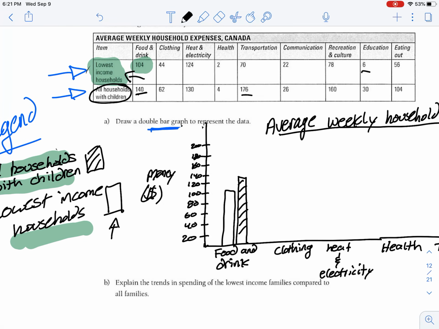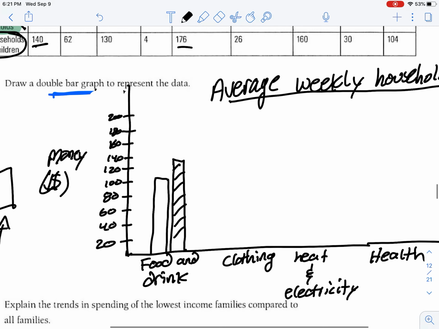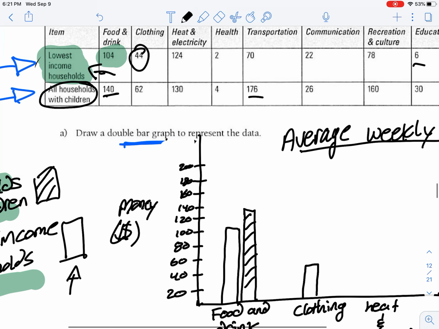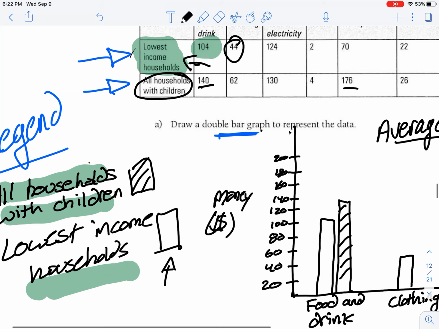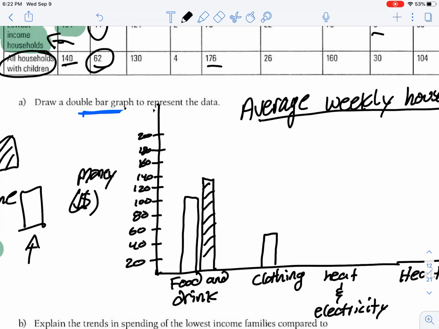Let's do clothing together. So lowest income households have $44 for clothing. So that's going to be roughly here. All households with children is 62. Now remember, we are going to fill that bar in. So up to 62. So 62 goes to about here.